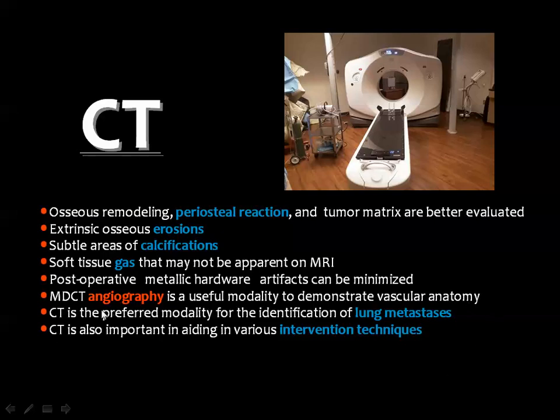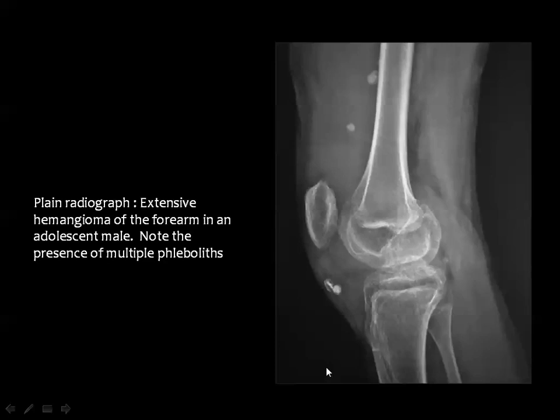CT is considered the only one of the three imaging modalities to see lung metastasis. But of course, you can see lung metastasis by plain X-ray. But if the mets are very small or minute, CT is able to discover them. Then it is also a guide for many of the interventional techniques if ultrasound is not available or cannot be performed.